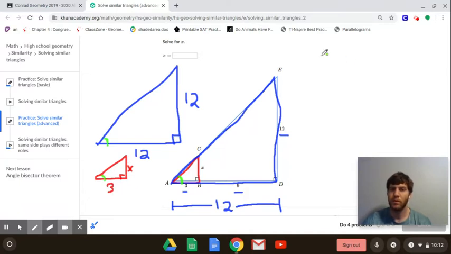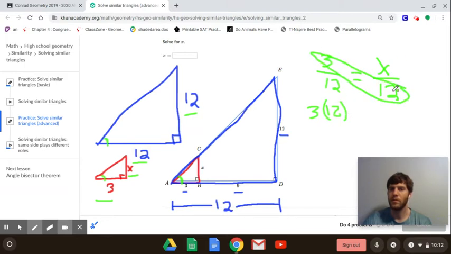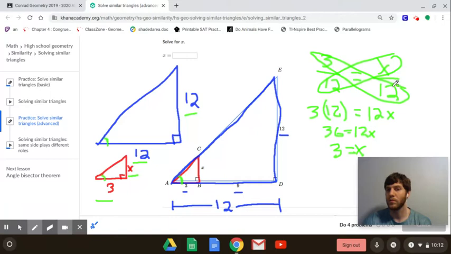So 3 in the red one matches up with 12, okay, which means X is going to then match up with 12 over here. Right, so 3 over 12, and then X over 12. Okay, we cross multiply, so we're going to get 3 times 12. Right, that's this one. And then we'll cross multiply here. That's going to be 12x. So we get 36 equals 12x. Divide by 12, and we get x equals 3, right? And that makes sense. If that's 3 over 12, that one's also got to be 3 over 12. So we can then put in our answer for x is 3.